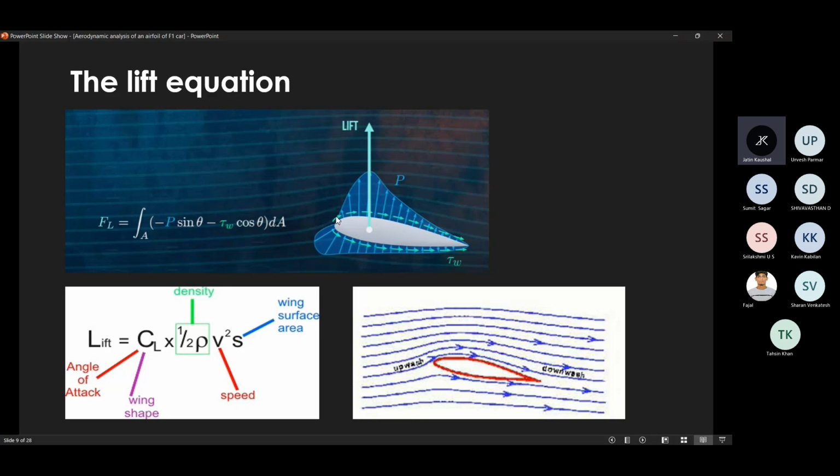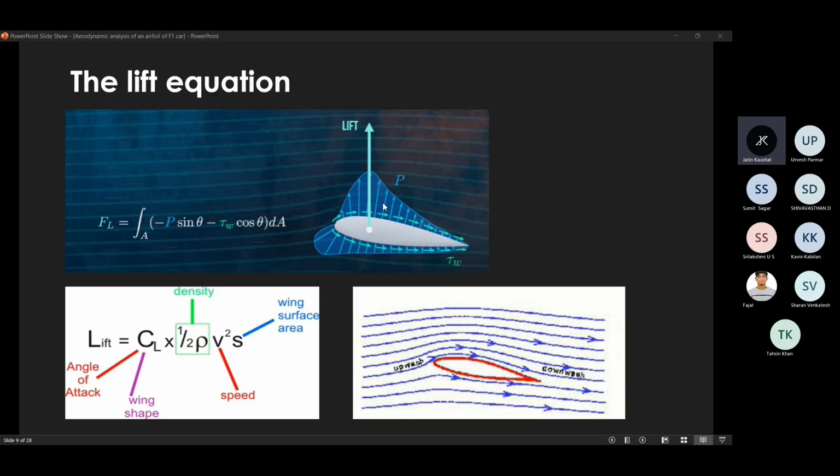Yeah, so any object in the air experiences two forces. The first is wall shear stress that acts tangentially to the surface of the body, this one, and we always denote the shear stress using tau. This is not T, this is tau, tau W. The W is for wall. This is wall shear stress.